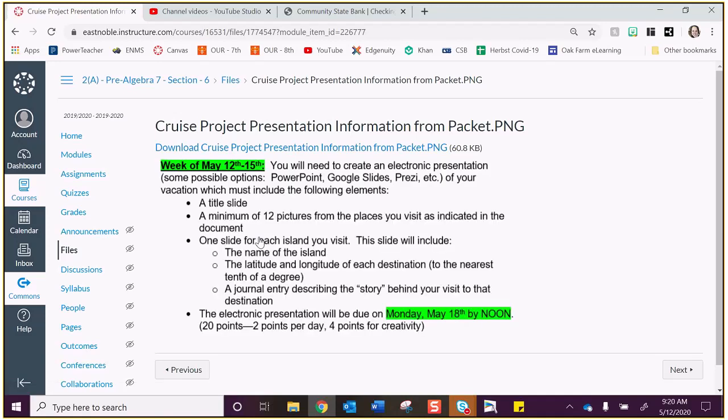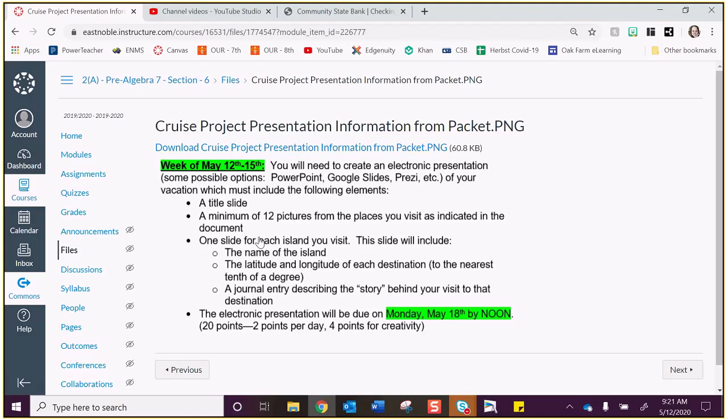Okay, so the week of May 12th to the 15th, that's this week, we're creating an electronic presentation using PowerPoint, Google Slides, Prezi, or some other presentation platform of your vacation. Remember, we all took the same cruise, and it has to include the following elements. So first, it needs to include a title slide. You can make that fancy, put pictures on it, make sure your name is there. It could say something like, Mercy's Magnificent Travels or something like that. Eli's Exciting Cruise, whatever you want to put on your title slide. You can do background images, you can do whatever you want to make it fancy and catch our attention.